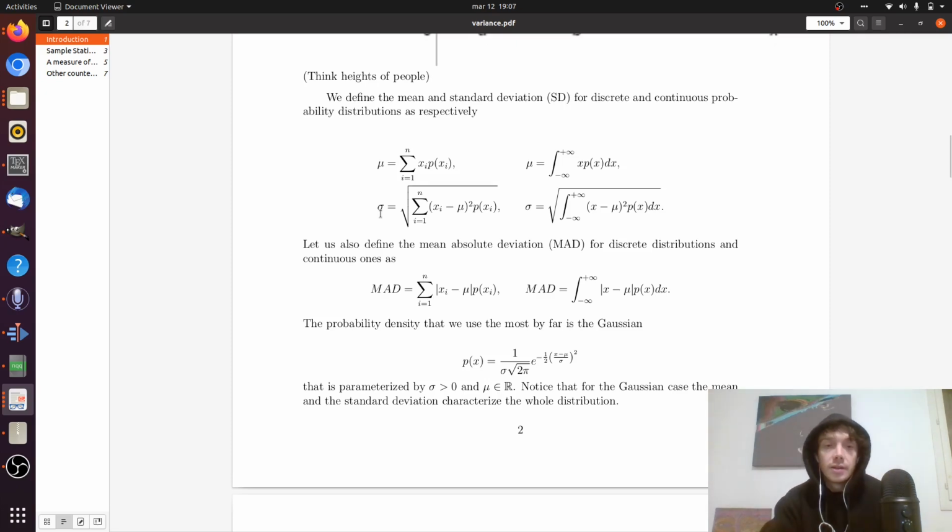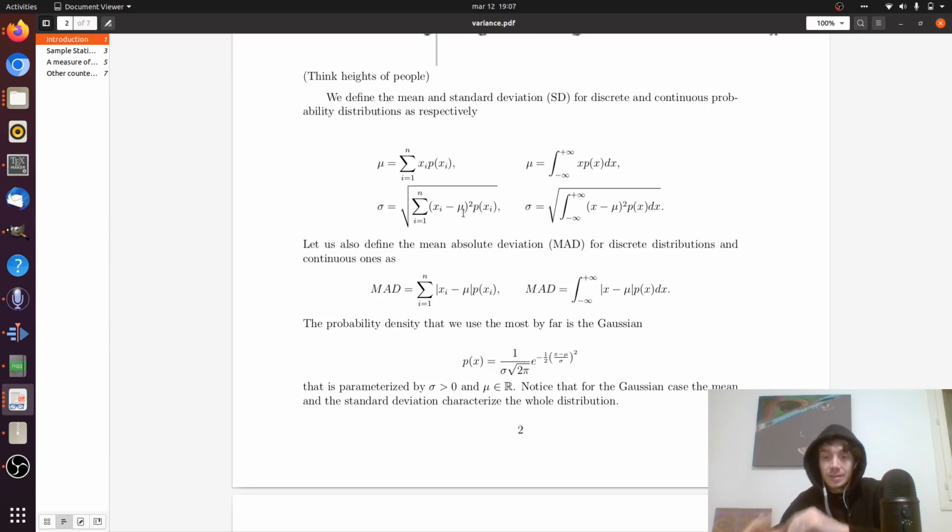And then we define standard deviation. Standard deviation, we use this letter here, sigma. And we take a square root of a weighted sum of square differences from the mean. So why is this intuitively a measure of variability? Because we're taking differences from the mean and then squaring them.